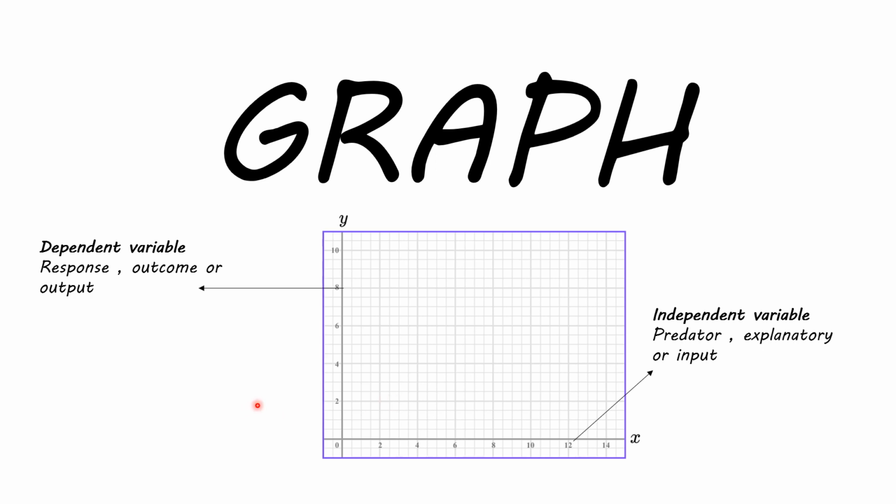Apart from all this discussion, let's talk about dependent and independent variables. Anything that comes on the x-axis is called the independent variable. It is also called the predictor, explanatory, or input variable. Dependent variables are often called response, outcome, or output. So this was all about the x-axis and y-axis. Now let's move on to the next topic.